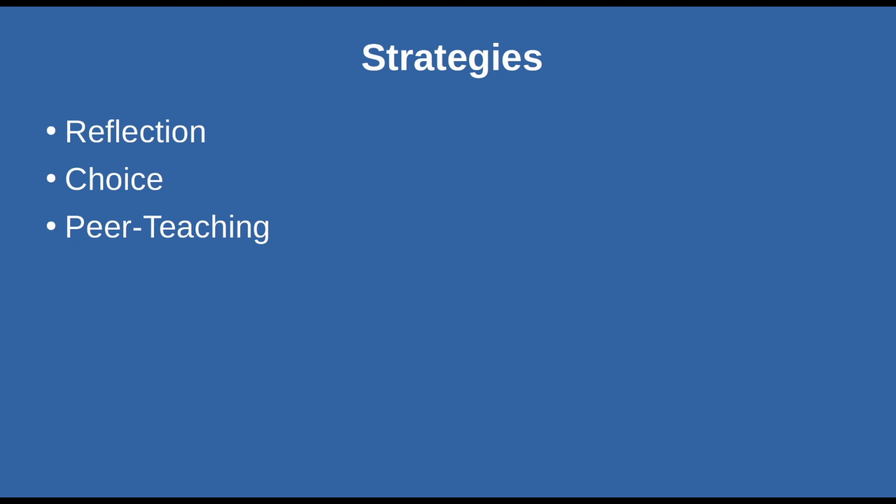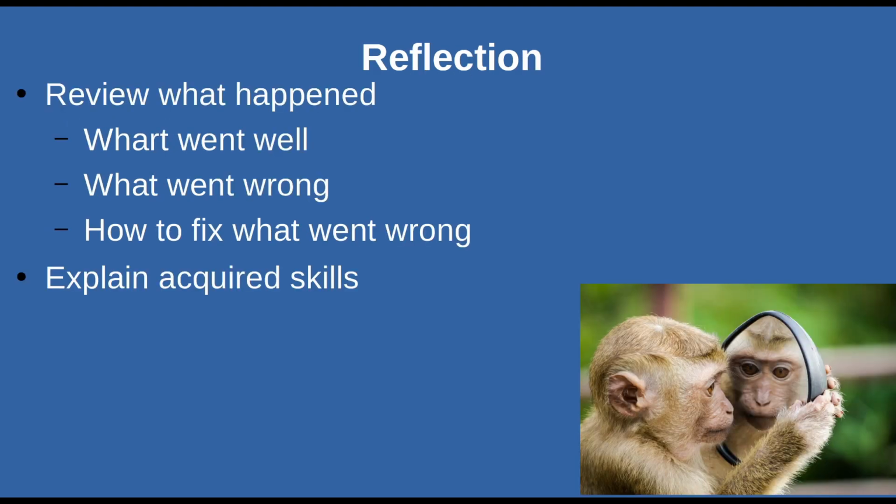So we're going to talk about 3 different ways that you as a teacher can help your students to develop autonomy. And that is through reflection, providing choice, and of course, peer teaching. So let's take a look at the first one. When we're talking about reflection, we're basically looking at it from 2 different angles: reviewing what happened and also explaining acquired skills from a learning experience.